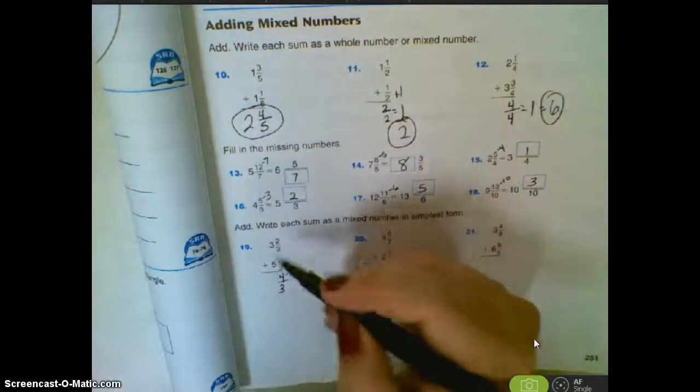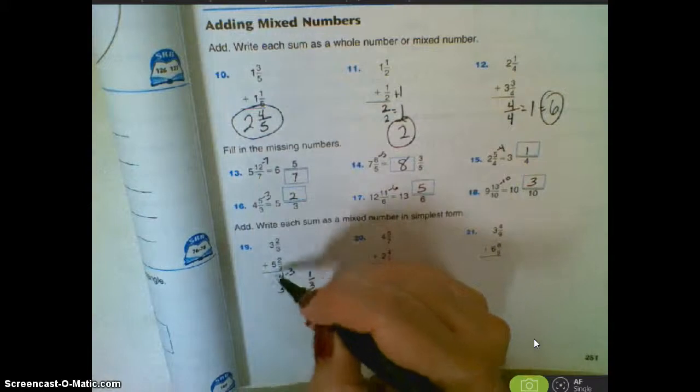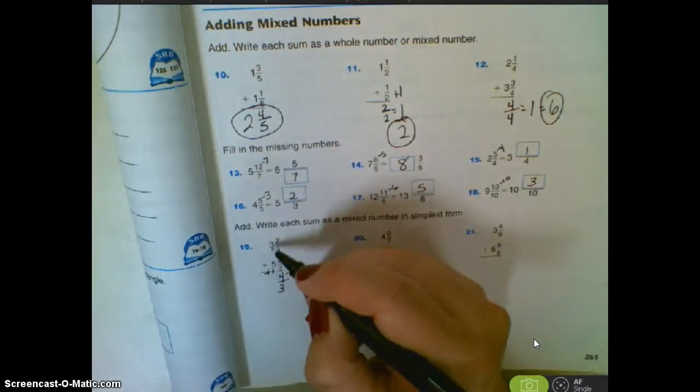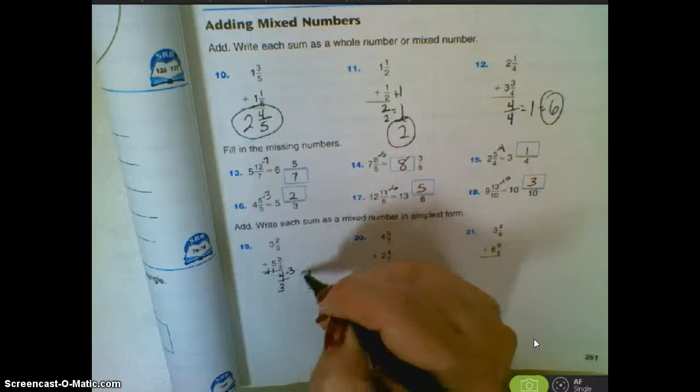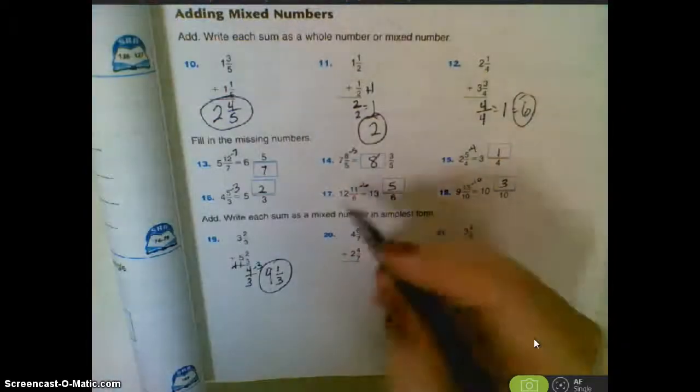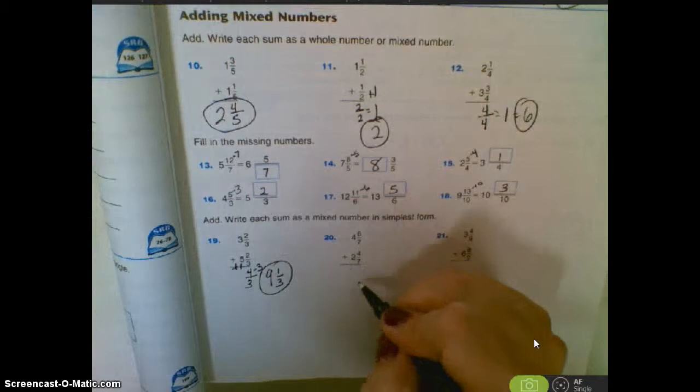But now I had that whole number that I took out. 3 out of 3 makes this adding in another whole number. So I've got 3 plus 5 plus 1 makes it 9. 9 and 1/3.